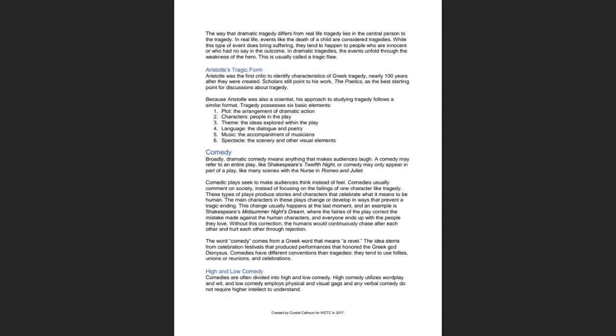Comedic plays also seek to make audiences think instead of feel. Comedies usually comment on society instead of focusing on the failings of one character, like tragedy. These types of plays produce stories and characters that celebrate what it means to be human. The main characters in these plays change or develop in ways that prevent a tragic ending.